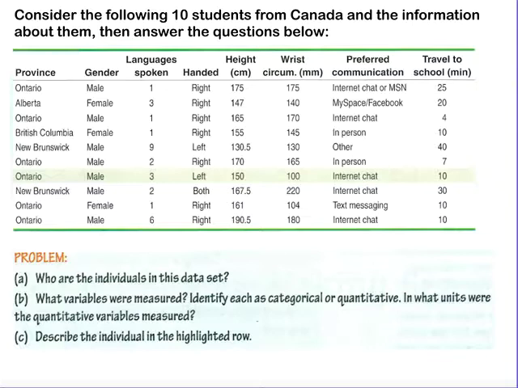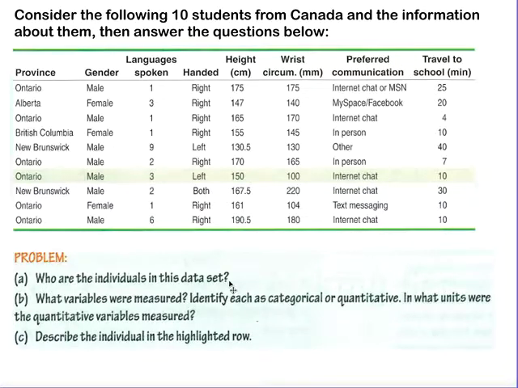For this first example, we are going to consider the following 10 students from Canada and the information about them, and then answer the questions below. So as you can tell from the table, we have several different columns, and each one of those columns gives us information about a student that's from Canada. If you notice, there are 10 of those rows in our table. And some of the columns that you see: province, gender, languages spoken, handed, so left-handed, right-handed, or are they ambidextrous? The height in centimeters, wrist circumference in millimeters, preferred communication, travel to school in minutes.